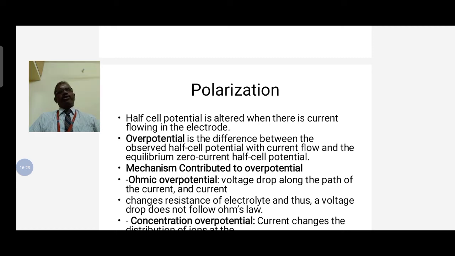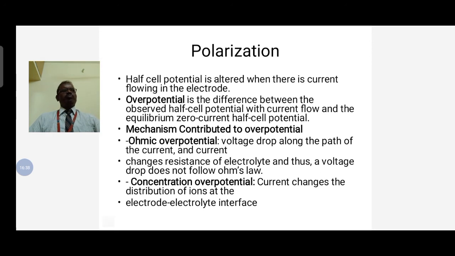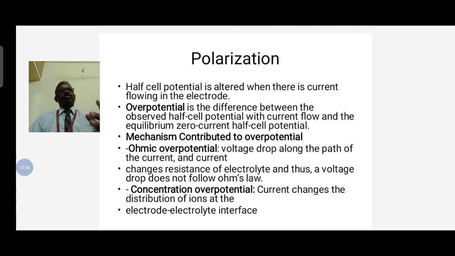In our human body, we pick up the electrical signal using electrodes. What types of electrode are used to pick up the electrical signal? Suppose ECG, electrocardiogram. How is the ECG signal picked up? By using surface electrodes.